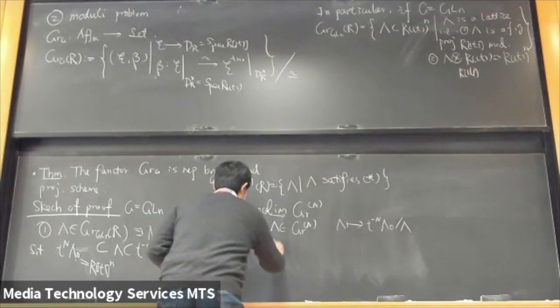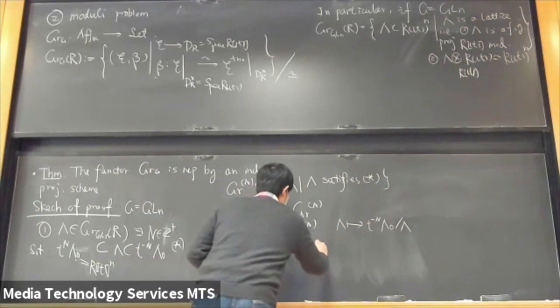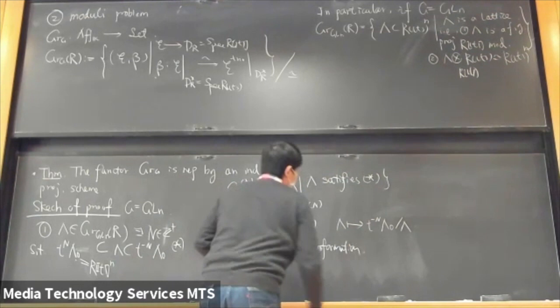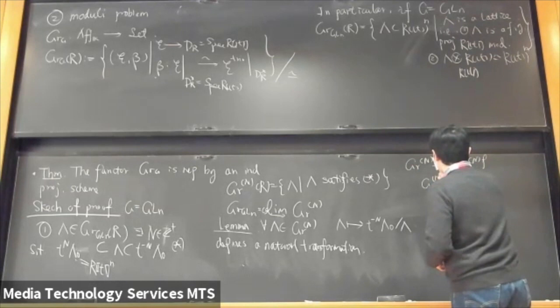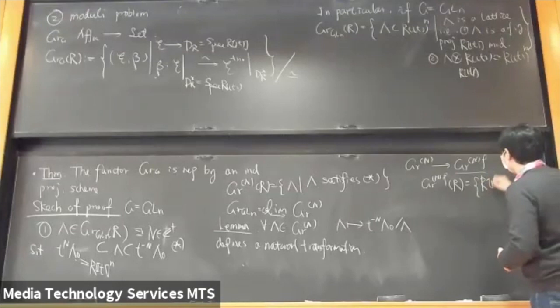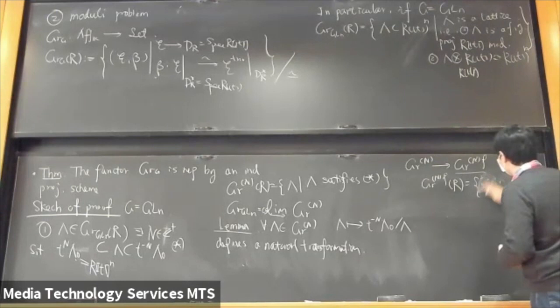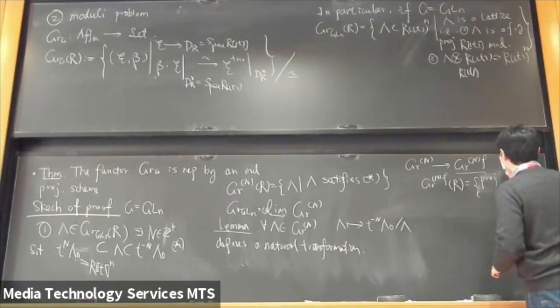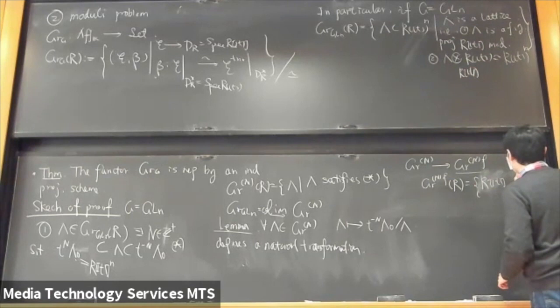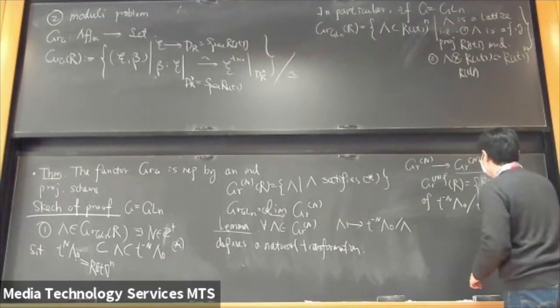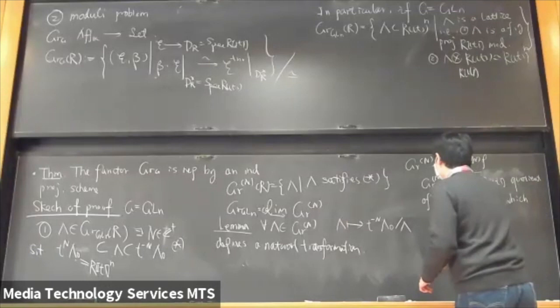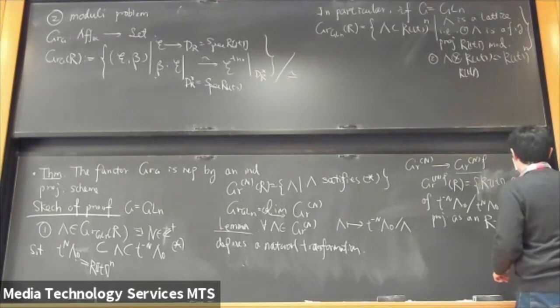a natural transformation from this Gr_N to another functor Gr_N^F, where this Gr_N^F is defined to be all the R((T)) quotient of T^{-N} lambda_0 quotient T^N lambda_0, which is projective as an R-module.